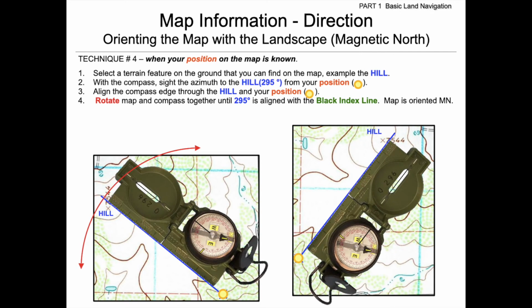Okay, technique number four. When your position on the map is known, you can use this technique. Number one, select a terrain feature on the ground that you can find on the map. Example, the hill. Number two, with the compass, sight the azimuth to the hill, which in this case is 295 degrees from your position. Number three, align the compass edge through the hill and your position. Number four, rotate the map and the compass together until 295 degrees is aligned with the black index line. The map is oriented to magnetic north.